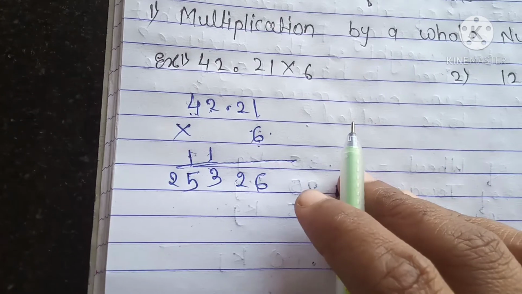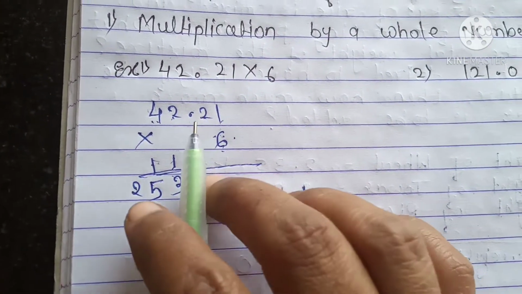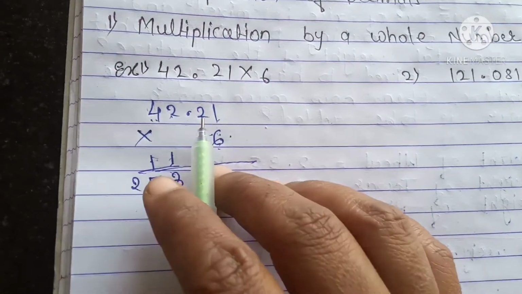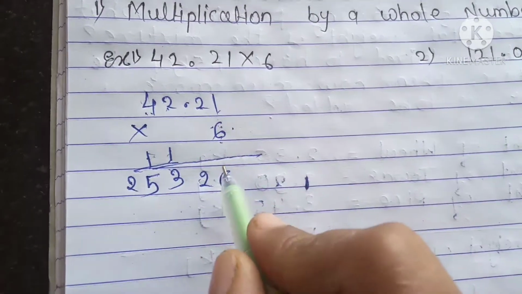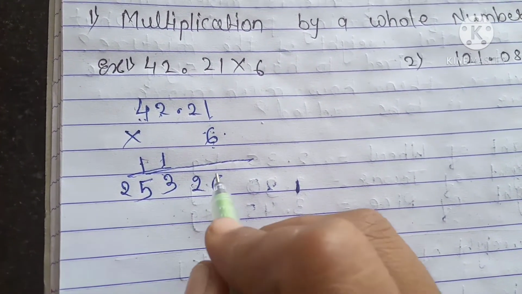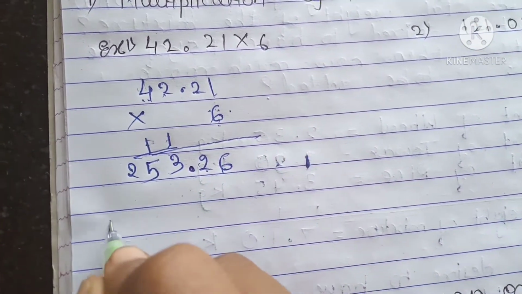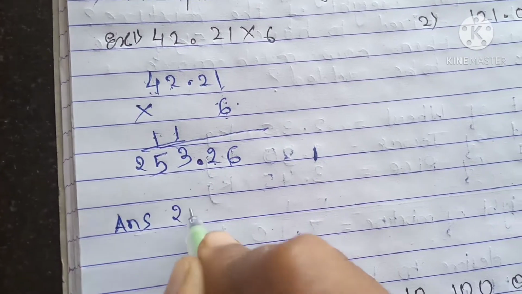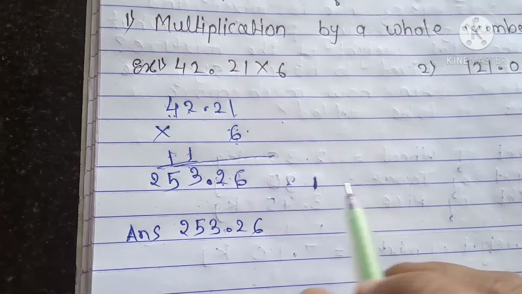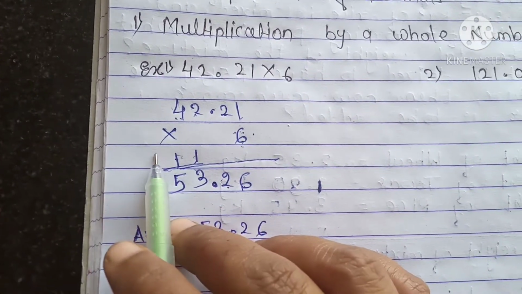So put the decimal point. Just see, the decimal point is there only in the first number. So after the decimal point, how many numbers are there? This one is 1, 2. There are 2 numbers. So we have to put the decimal point by leaving 2 numbers from the right to the left. Okay, 1, 2, and then put the decimal point. So the answer is 253.26.